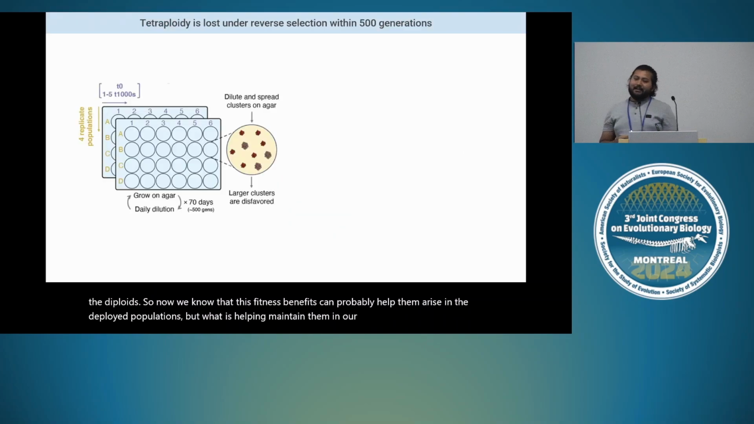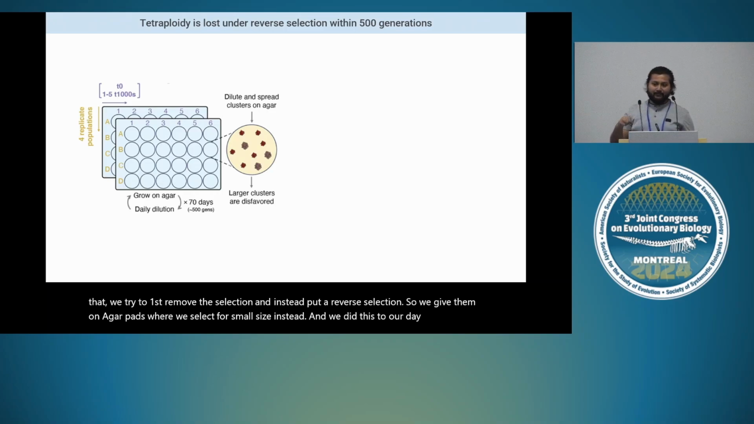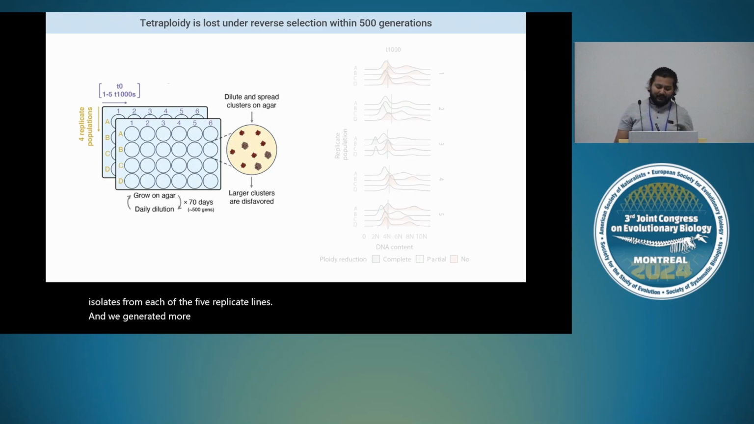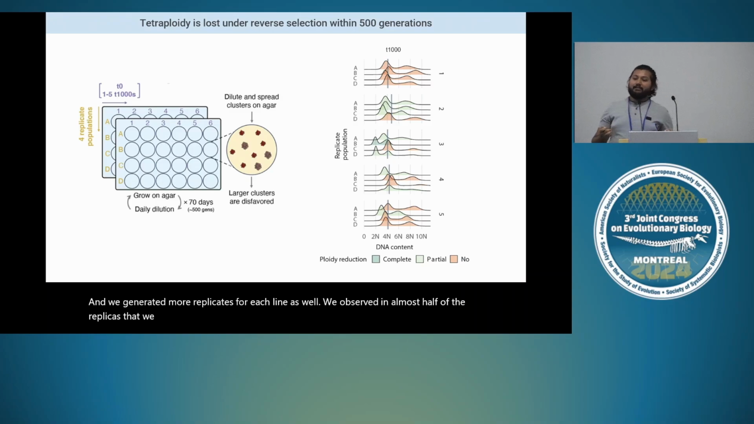To check for that, we tried to first remove the selection and instead put a reverse selection. So we grew them on agar pads where we select for small size instead. And we did this to our day 1000 isolates from each of the 5 replicate lines. And we generated more replicates for each line as well. And we observed in almost half of the replicates that we put under reverse selection, tetraploidy is lost. It's either completely lost and they become diploid, or they're partially lost at least.